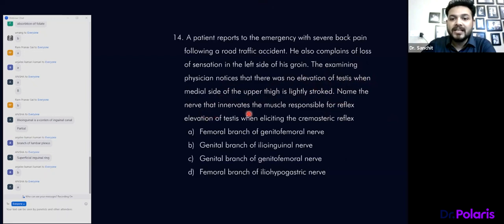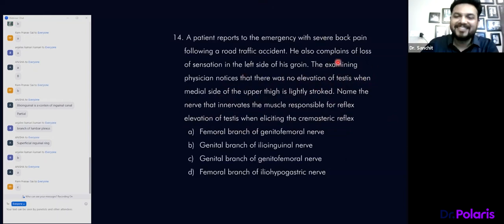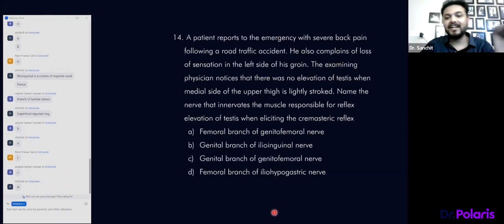Now, name the nerve that innervates the muscle responsible for reflex elevation of testis when eliciting the cremasteric reflex. So what exactly they want to ask you in this whole question is which is the nerve responsible for the cremasteric reflex? Okay, anyone? Okay, already I've got answers. Yes, C is the right answer. It is the genital branch of the genitofemoral nerve. That is absolutely right. Now, can anyone tell me what exactly this genital branch of the genitofemoral nerve is? What exactly is this cremasteric reflex all about?